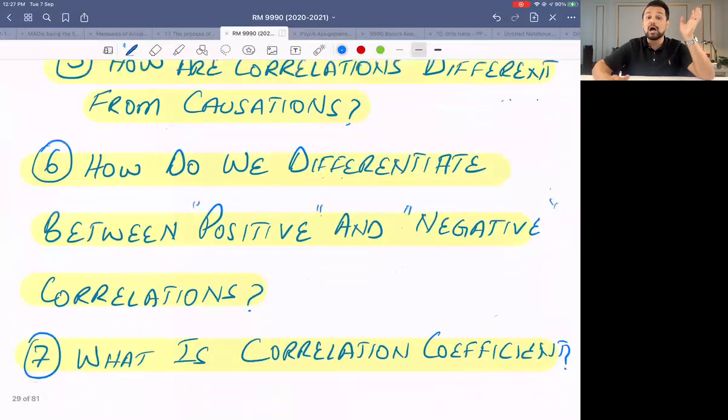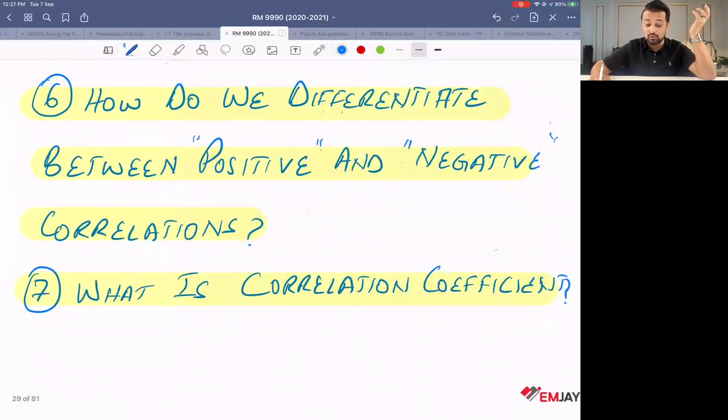The sixth question, how do we differentiate between positive and negative correlations? Now, in a simplistic manner, if both the variables are going up at the same time, or they're decreasing at the same time, we refer to that as a positive correlation.